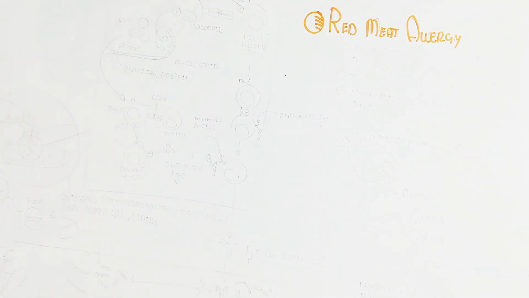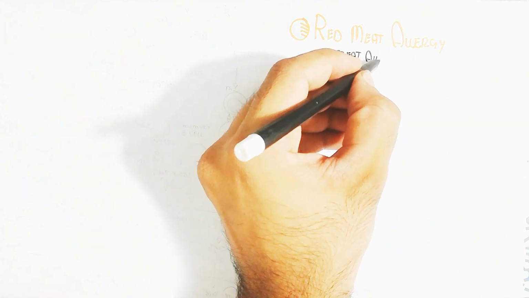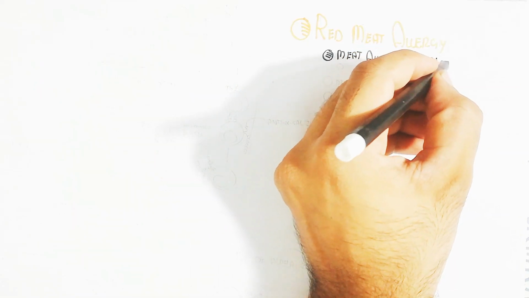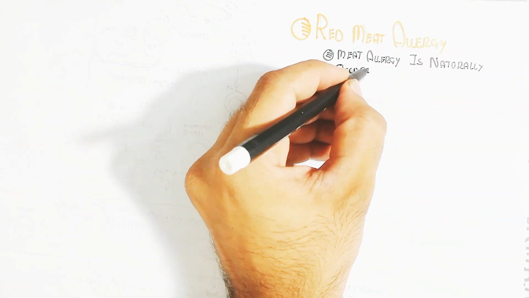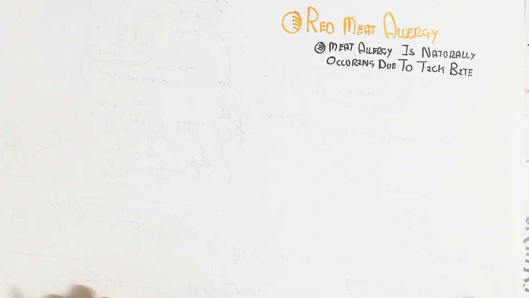So, what is the red meat allergy? In this video, we will understand about that. The red meat allergy, basically the meat allergy, is naturally occurring due to a tick bite. So, what is a tick? The tick is basically an insect of the class Arthropoda.